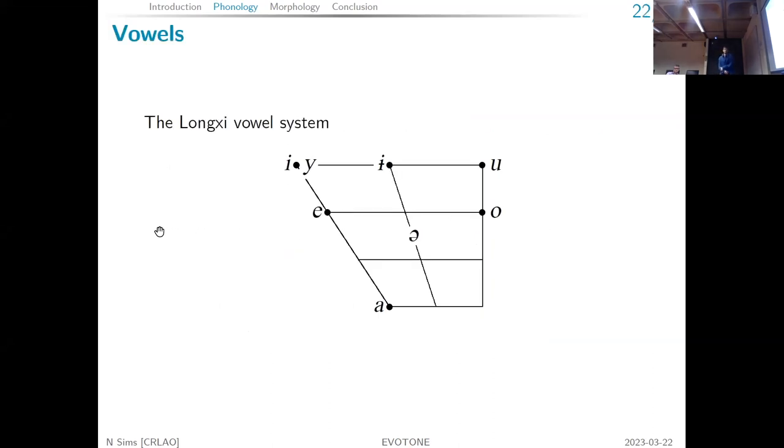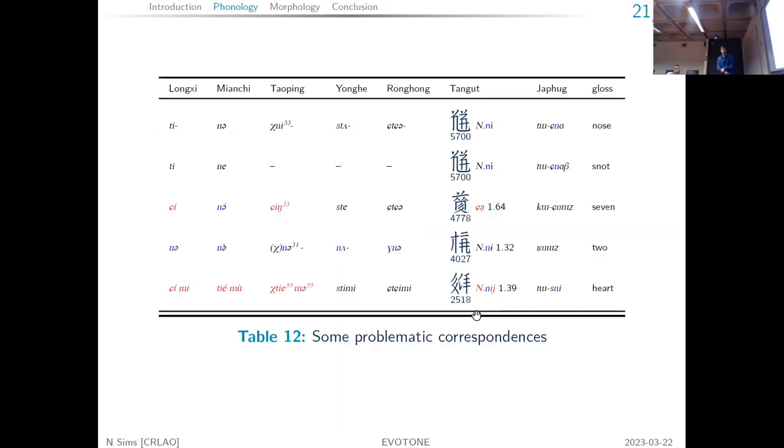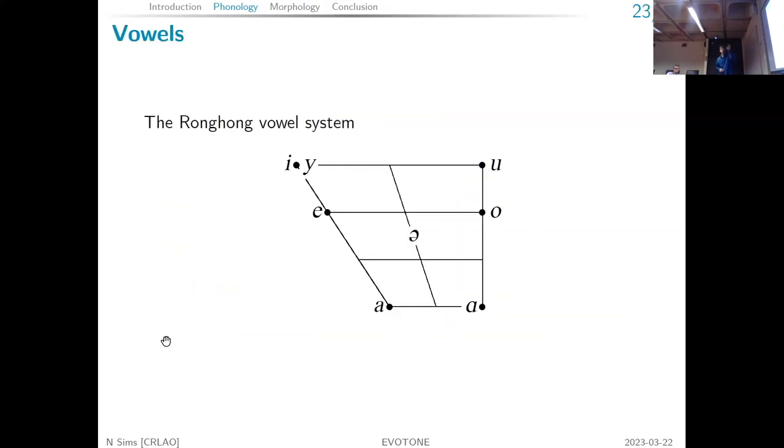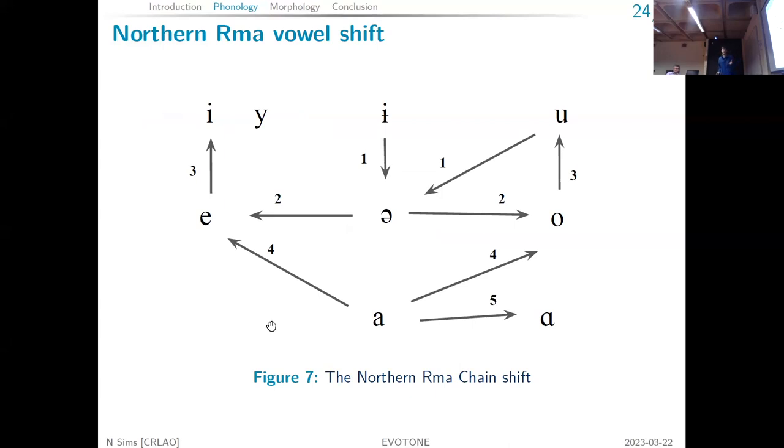For the vowels, the vowel systems are pretty similar across varieties. You see a high front unrounded vowel, a high front rounded vowel, a bar I, and two mid vowels, a schwa and a, which is really common for Longxi. For Ronghong, we see a difference where we've added an additional vowel and we've lost the bar I. So the vowel correspondences don't cause as many problems. Although there's a chain shift that happened in the history of the language, such that you have the same vowels, but the correspondences have shifted. So in Longxi, you get A, but in Ronghong, you get E. And in Longxi, you would get O, and in Ronghong, you would get U. So there's this huge shift that we have to unwind as we do these comparisons.